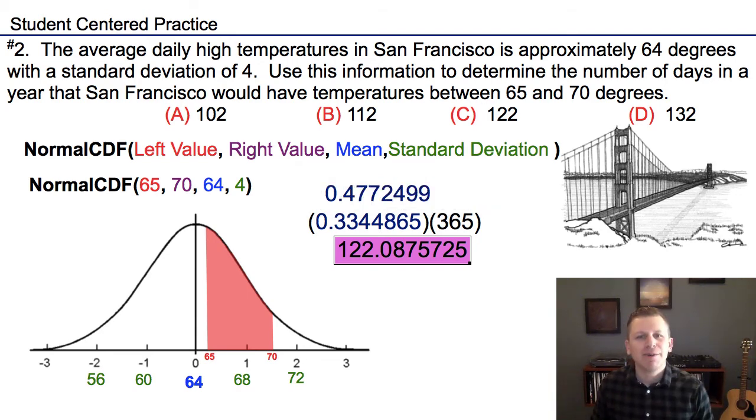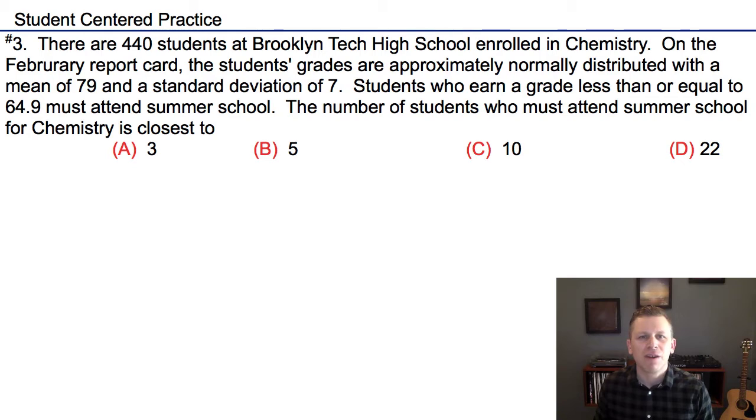Let's try another example. This problem reads that there are 440 students at Brooklyn Tech High School enrolled in chemistry. On a February report card, the students' grades are approximately normally distributed with a mean of 79 and a standard deviation of 7. Students who earn a grade of less than or equal to 64.9 must attend summer school. The number of students who must attend summer school for chemistry is closest to.